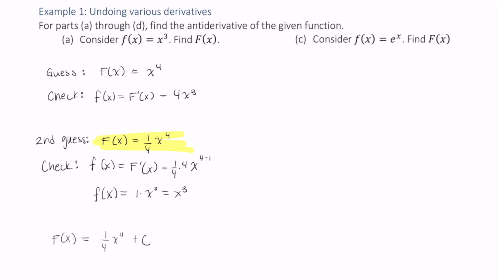Next, let's consider f of x equals e to the x right here. Let's find its antiderivative. Well, recall that the derivative with respect to x of e to the x is just e to the x. So my guess, and this time I'm going to guess the antiderivative, I'm not just going to guess an antiderivative. I'm going to say big F of x is equal to e to the x plus c, where c is a constant.